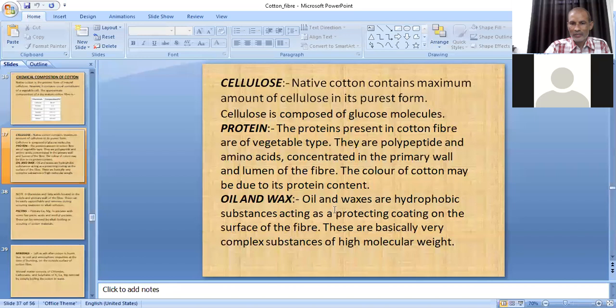Oil and wax. Oil and waxes are hydrophobic substances, just the opposite of hydrophilic, meaning having a phobia of water. Hydrophobic in nature, oil and waxes act as a protecting coating on the surface of the fiber. The protecting coating on the fiber surface, which we call the cuticle, contains oil and wax. These are basically very complex substances of high molecular weight.